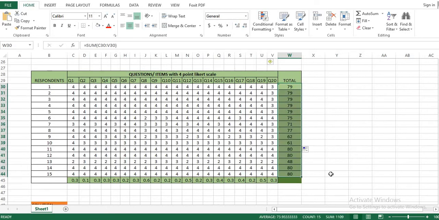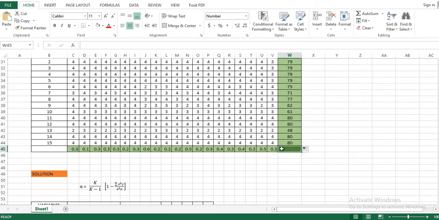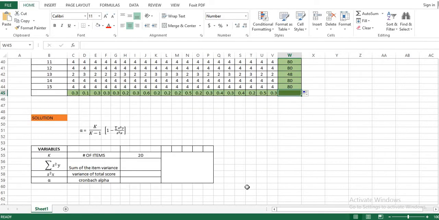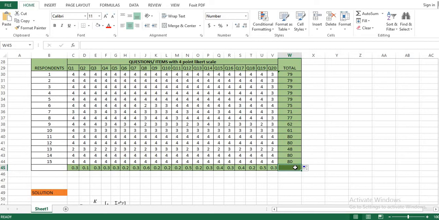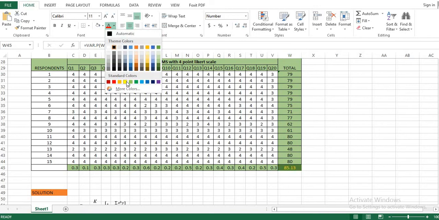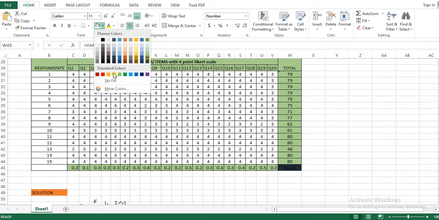up to respondent 15. And of course, this one we are going to look for the variance of the total score. So we are going to use VAR.P, highlight up to respondent number 15. Alright, so this is our total variance. We are going to change the color, the highlight.